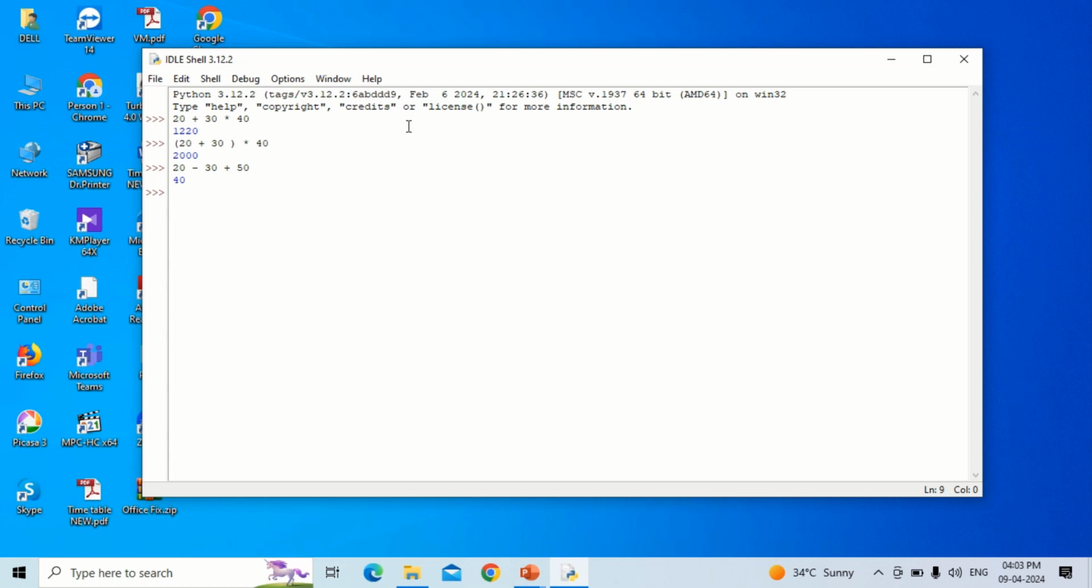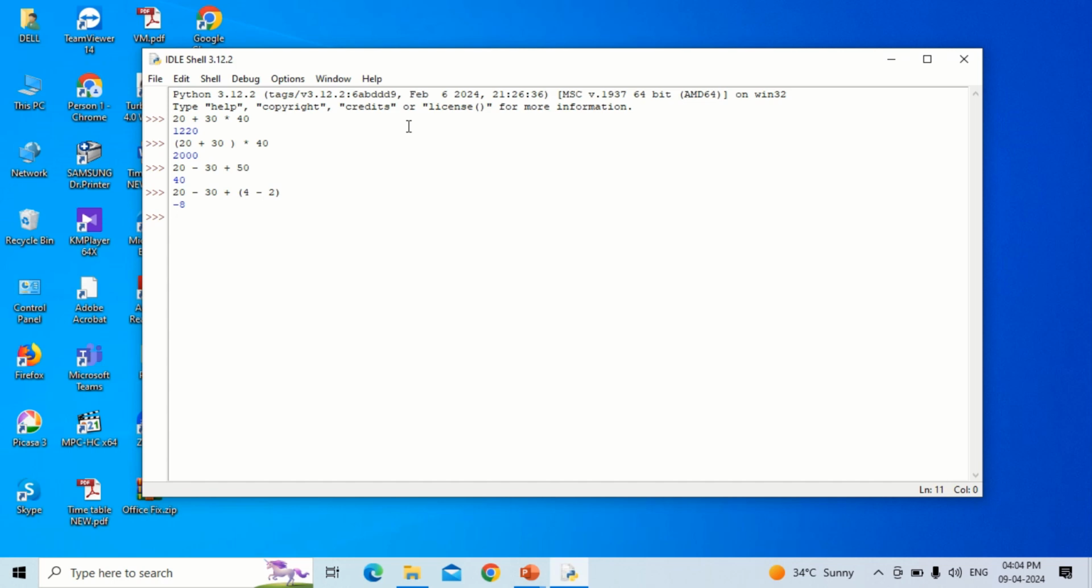Suppose you write 20 minus 30 plus, within a bracket, 4 minus 2. So how will this be evaluated? First it will calculate 4 minus 2. It will be what? 2. Then you are having 20 minus 30 plus 2. Among that, first it will evaluate 20 minus 30. That means it will be minus 10. Minus 10 plus 2, the answer will be minus 8. This is how an expression will be evaluated.